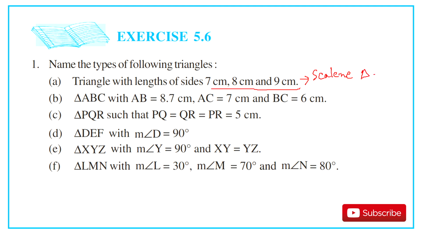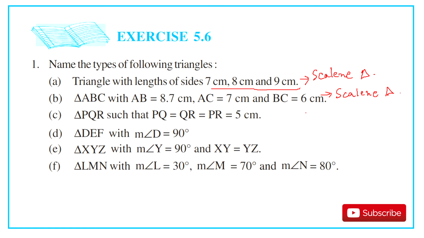Please write the spellings correctly. Scalene triangle. The B part: triangle ABC with AB equal to 8.7 centimeters, AC equal to 7 centimeters and BC equal to 6 centimeters. Again, all the sides are not equal, so it is a scalene triangle.